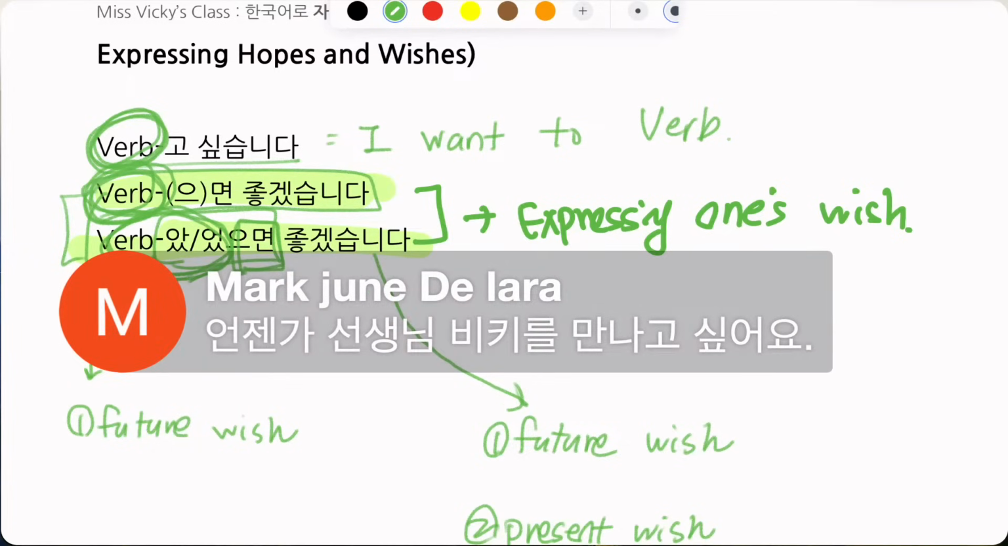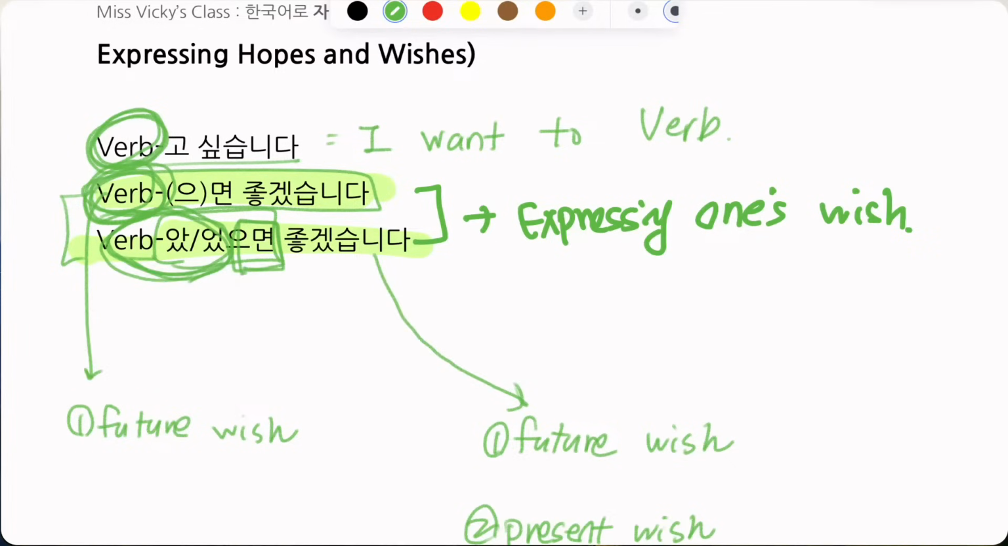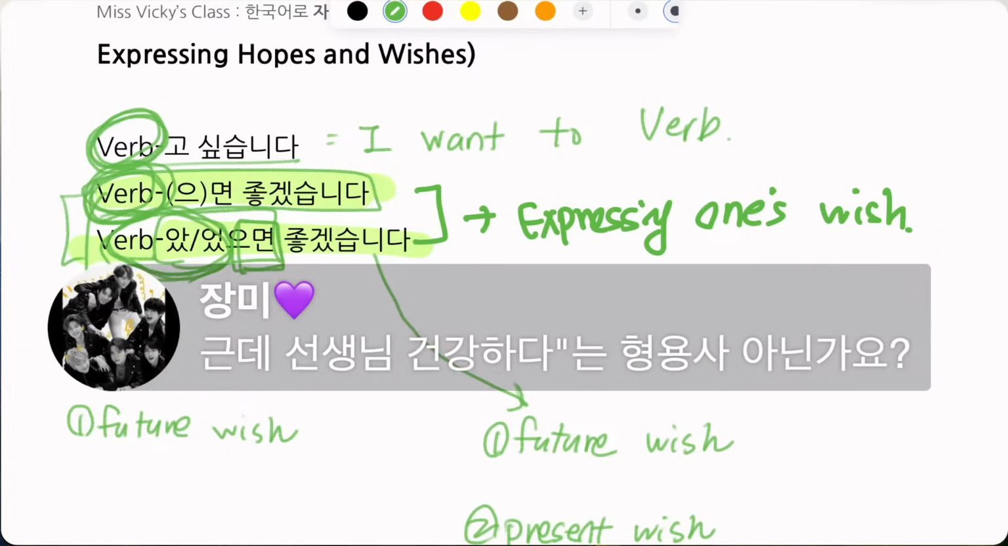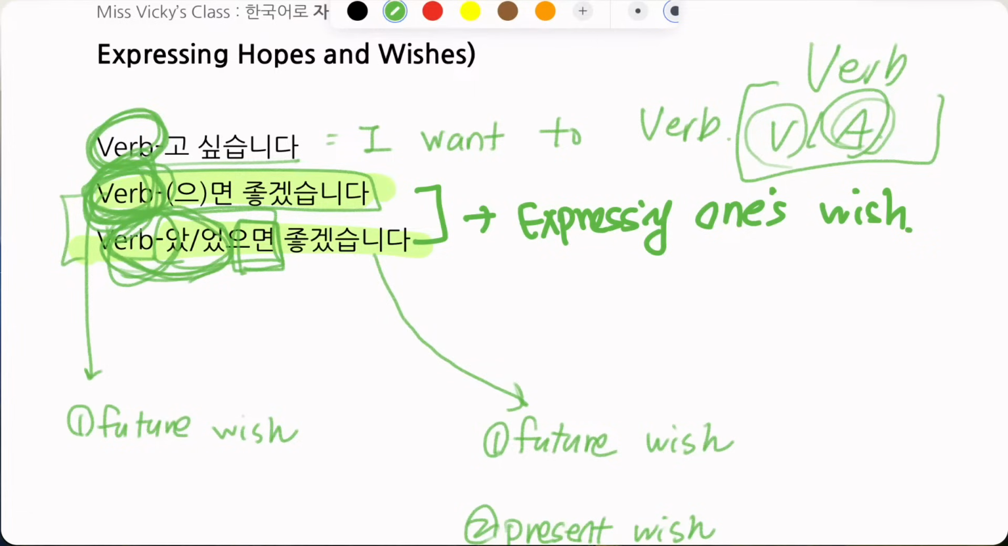언젠가 비키 선생님을 만나고 싶어요. 오, 좋습니다. It's a really good sentence as well. 그 다음에 건강하다는 형용사 아닌가요? 근데 in the group of verb, both verb and adjectives are included. So when I say verb, it's usually both verb and adjective. 그래서 건강하다도 쓸 수 있어요. 왜냐면 adjectives, another name for adjective is descriptive verb. So in the broader category, adjective is also a verb.